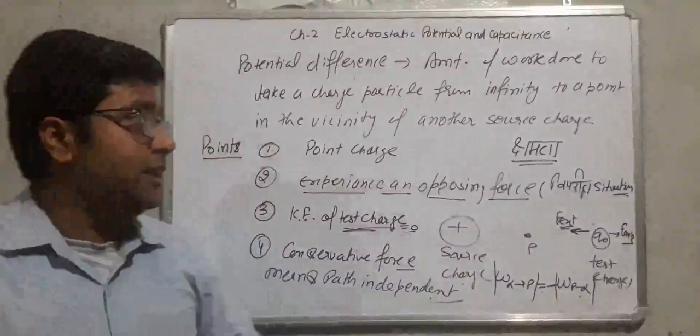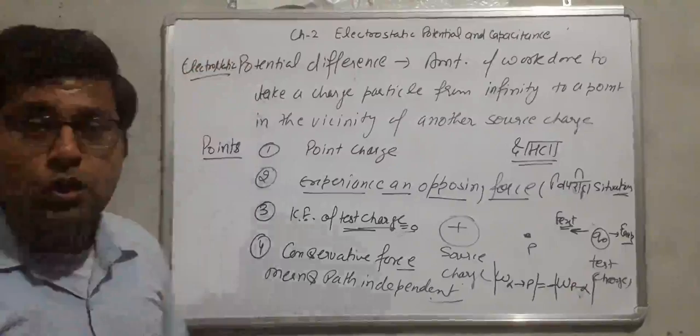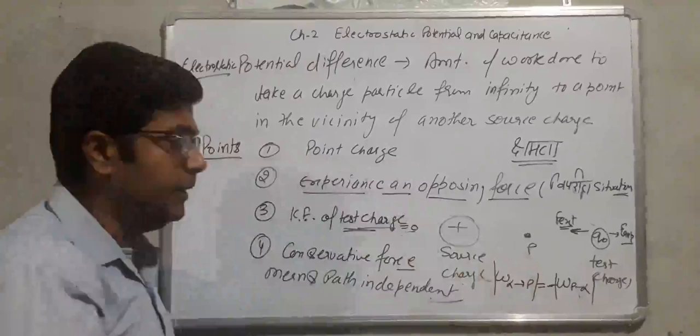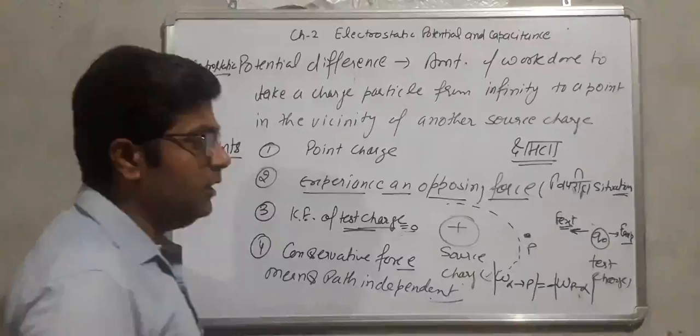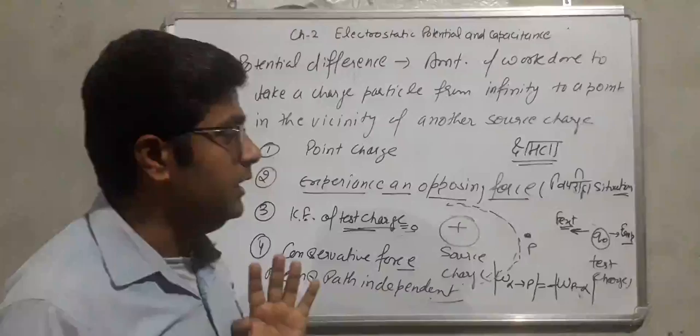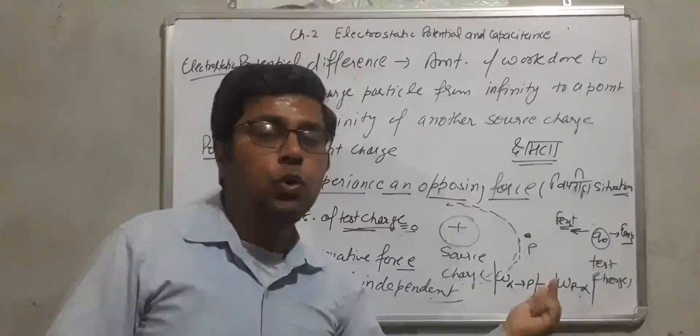So please note it down. What is electrostatic potential difference? You can write: the amount of work done to take a charge particle from infinity to a point in the vicinity. Vicinity means where the electric field of that particular charge can be found. This is our positive charge and this is the vicinity, because in this region the electric field of this source charge can be found. So, whenever we are bringing this test charge over here, we are doing work against electrostatic force. Only then we get to know the ability to do some work.